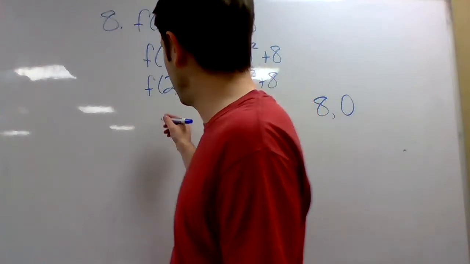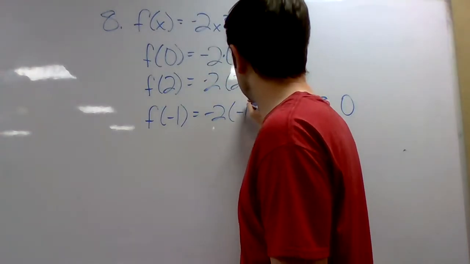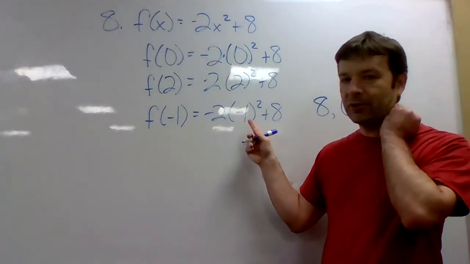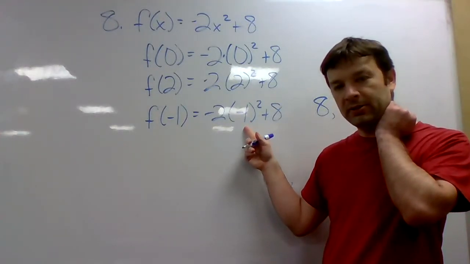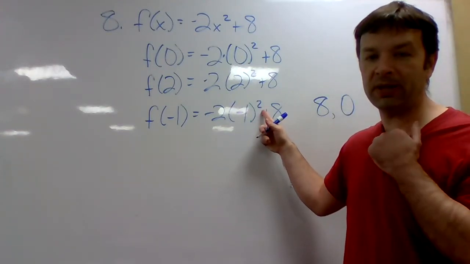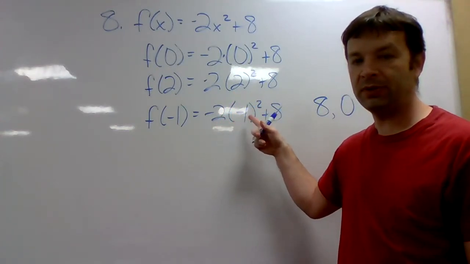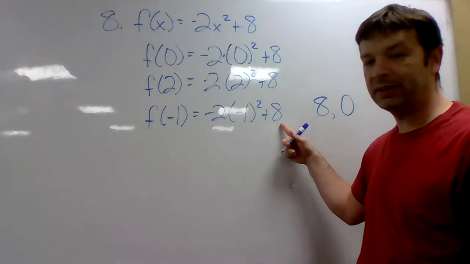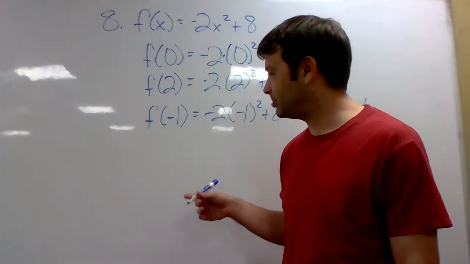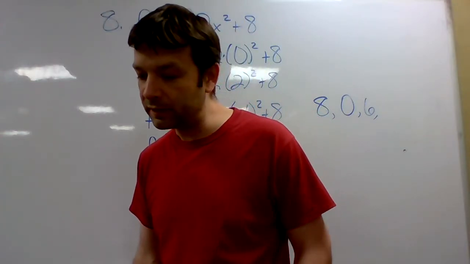F of negative 1. All right, now we got a negative. Okay, so really this is the only number that if you don't plug a parentheses in your calculator with the negative, you're going to get it wrong. All right, negative 1 squared is positive 1. Positive 1 times negative 2 is negative 2, plus 8 is 6. Okay, so you guys get it. We're just plugging stuff in. How many times have we done this year? A bunch. What is f of 4?